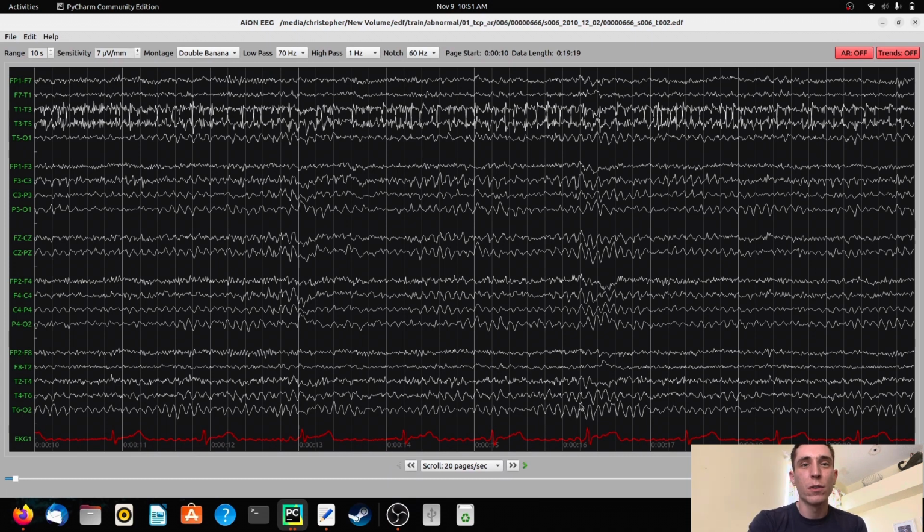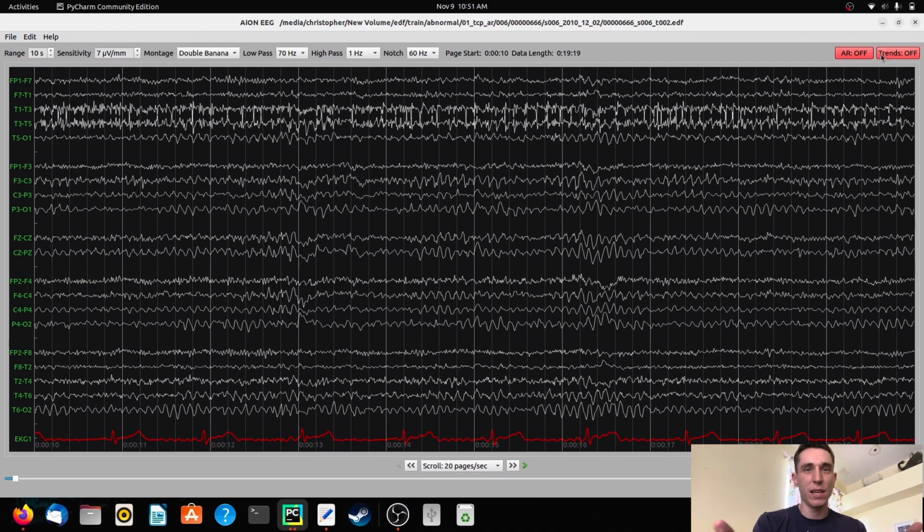1, 2, 3, 4, 5, 6, 7, 8, 9, 10, 11. Now if we count the other side, O1, 1, 2, 3, 4, 5, 6, 7, 8, 9, 10, 11. So 11 hertz PDR on both sides. So it's symmetric. We have to check if it's reactive. If it changes with eye opening and closure, we're going to check on that later. But we do know it's symmetric, and it seems to be continuous.